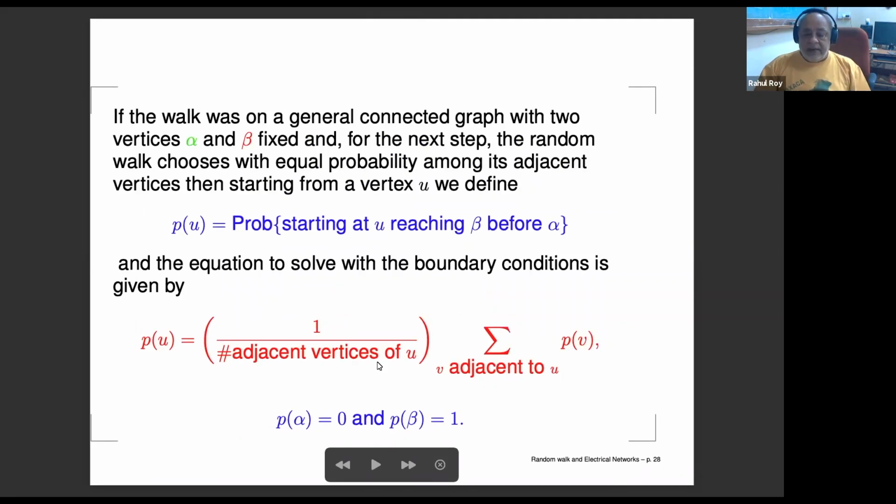Okay. And again here we have p of alpha, starting from alpha. It is 0 because already at alpha, so you cannot reach beta before alpha. And starting from beta, because you're already at beta, therefore the probability of reaching beta before alpha is 1. Okay.